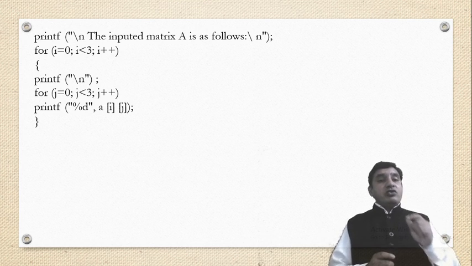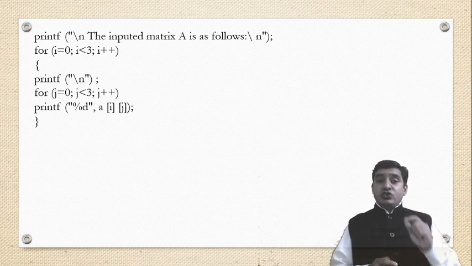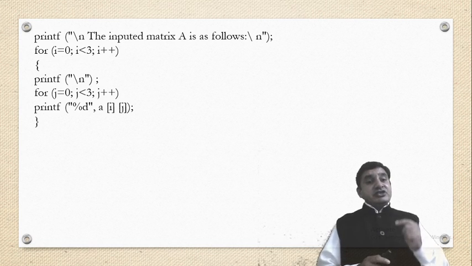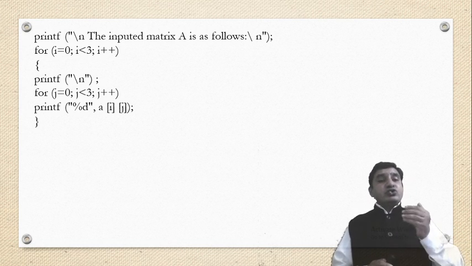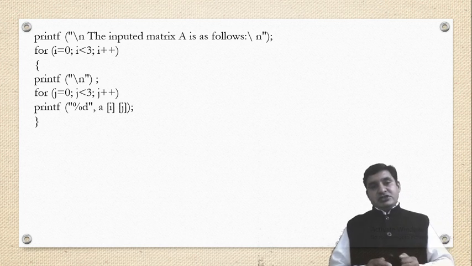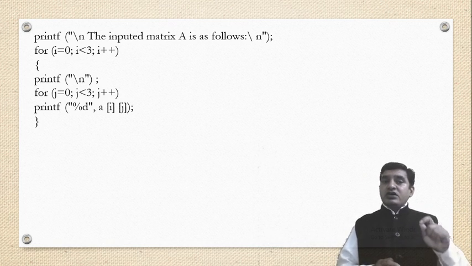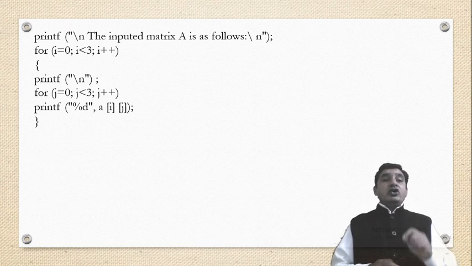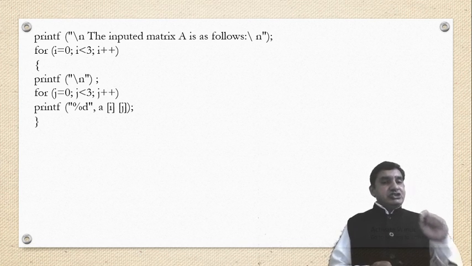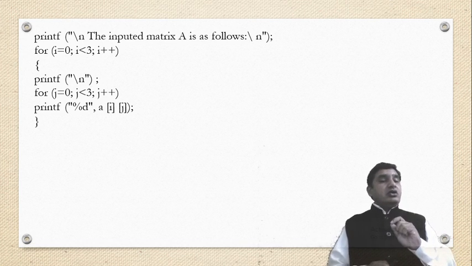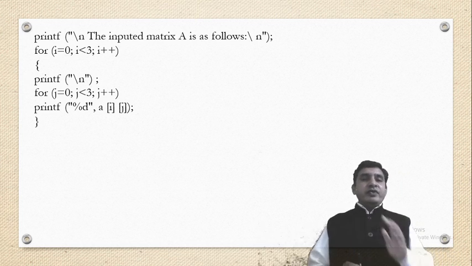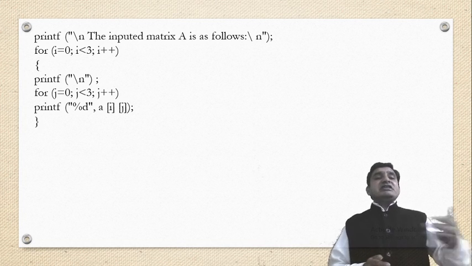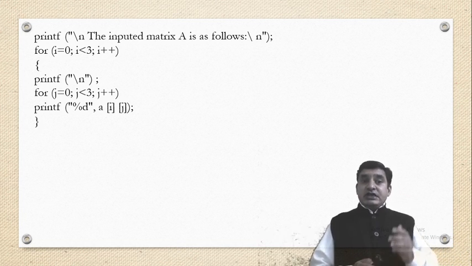In the for loops, the first for is used to display the rows, and the second for is used to display the columns. Rows are 3 rows, that is 0, 1, 2. Columns are 3, 0, 1, 2, 0, 1, 2. These row elements of the first matrix are displayed on the screen by using this for loop.